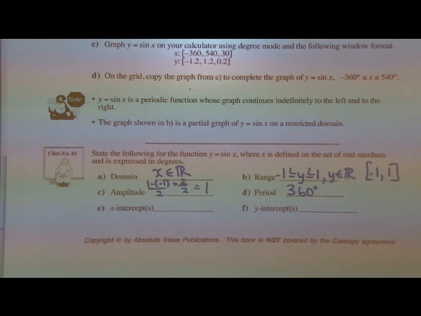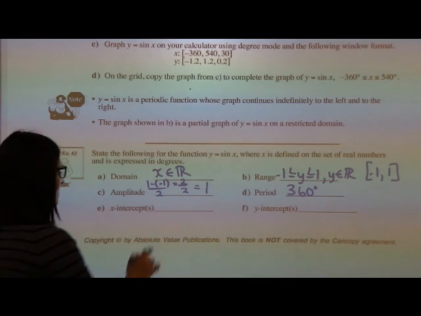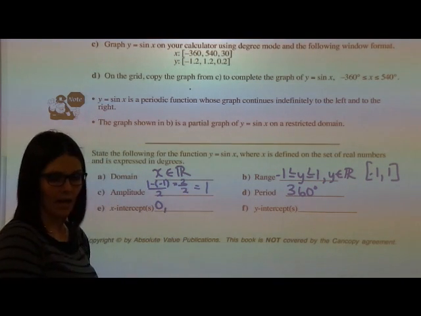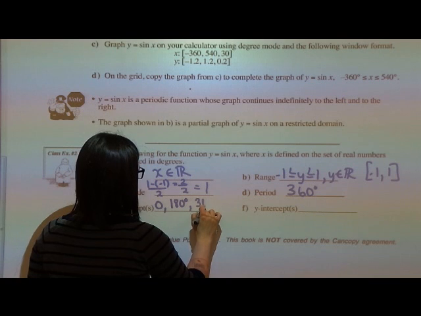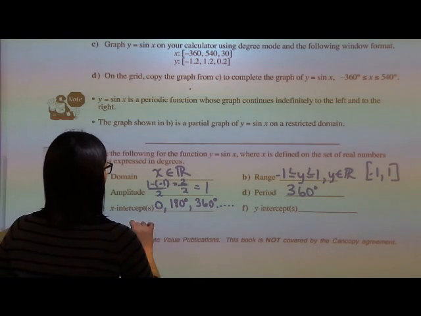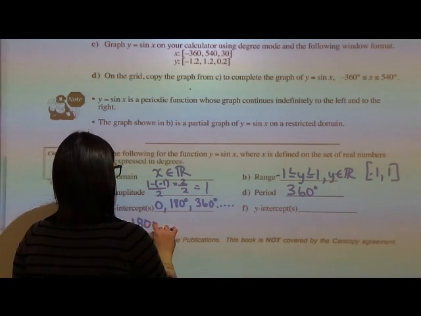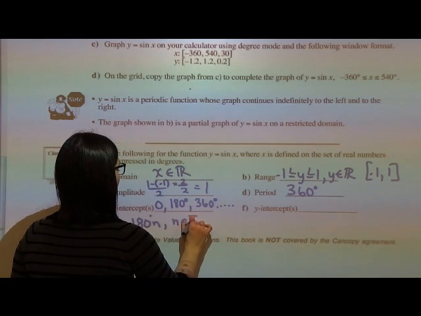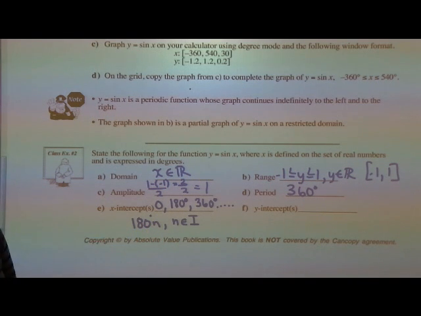Then I have these x-intercepts. Where did this graph cross the x-axis? At 0, at positive and negative 180, and at 360 degrees, and on and on and on. So I could write this almost like a formula, where I could say, you know what, it's multiples of 180 degrees. The only thing I'm going to do is make sure that n is an integer. If n is 2, I get 360. If n is negative 1, I get negative 180. If n is 0, I get 0.